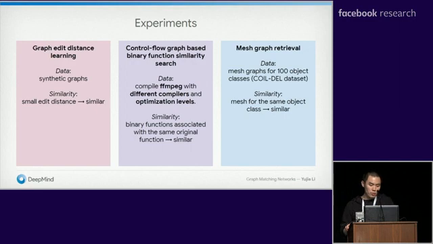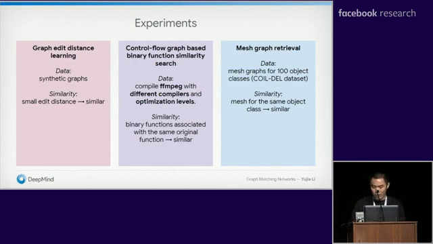We present experiments in 3 different domains. The first is a synthetic task where we learn graph edit distances on synthetic graphs. In this task, we treat graphs with small edit distance as similar and graphs with large edit distance as not similar. The second domain is the control flow graph-based binary function similarity search that I presented before. In this case, our data comes from compiling the popular open source video processing software FFmpeg with different compilers and different optimization levels. And here, the binaries corresponding to the same source function are treated as similar.